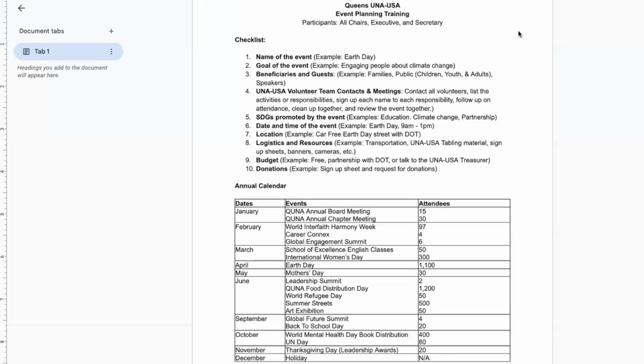And then number 10, donations. So an example for this is you could have a sign-up sheet to request donations at the event so that we can fundraise money. And that's basically just the premise of planning an event.